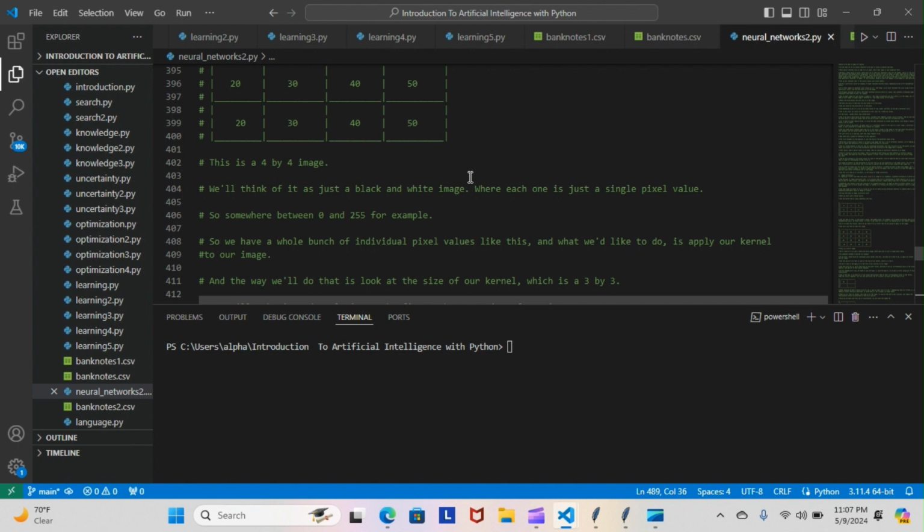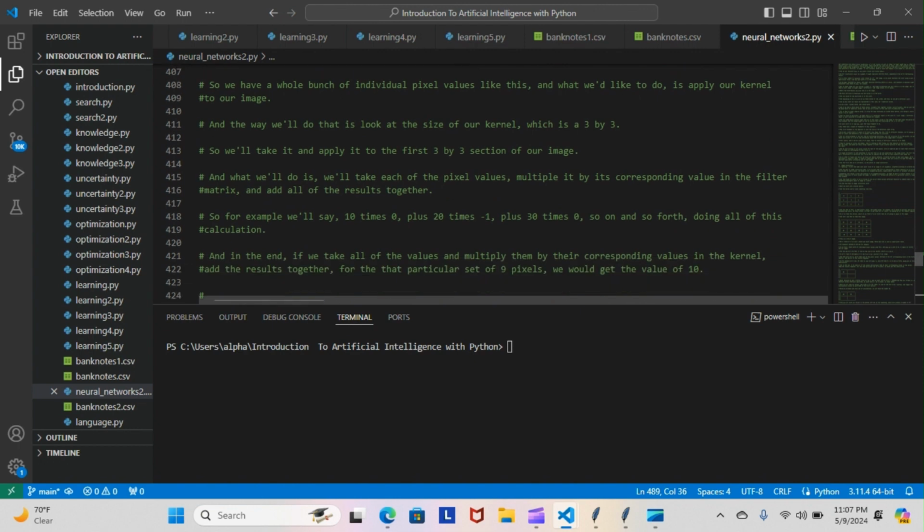So we have a whole bunch of individual pixel values like this, and what we'd like to do is apply our kernel to our image. The way we'll do that is look at the size of our kernel, which is a 3x3. So we'll take it and apply it to the first 3x3 section of our image. We'll take each of the pixel values, multiply it by its corresponding value in the filter matrix, and add all of the results together. So for example, we'll say 10 times 0 plus 20 times -1 plus 30 times 0, and so on and so forth, doing all of this calculation.